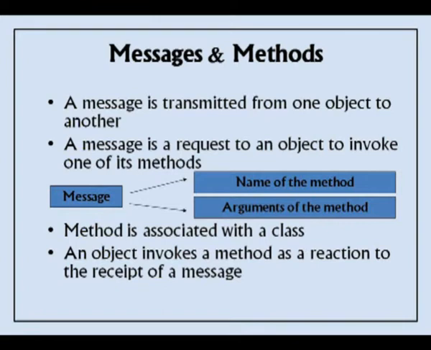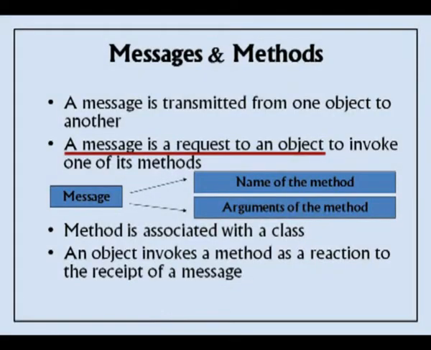A message is nothing but a way of passing some information. So a message is generally transmitted. It is a way of communication from one object to another. So what does this message usually contain when it comes to objects? A message is a request to an object to invoke one of its methods.